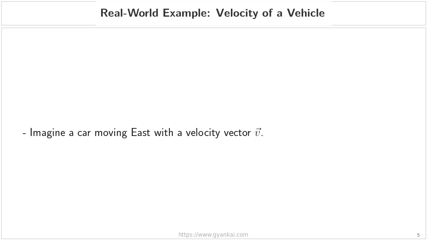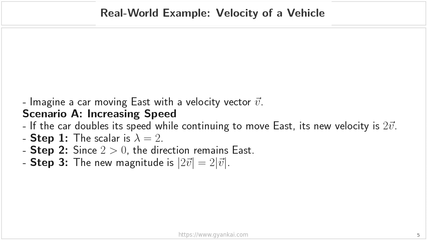Imagine a car traveling toward the east. We can represent this motion using a velocity vector, which we'll call v vector. First, let's look at scenario A, where the car is increasing its speed. Suppose the car doubles its speed, but it continues to drive toward the east. In this case, our new velocity is 2 times the v vector.